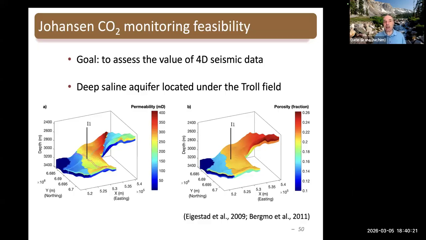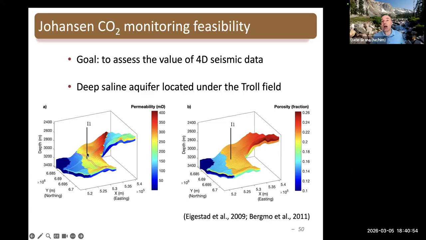So this is called the Johansen Formation. It is a case study in Norway. This is a deep aquifer underneath the Troll field, and this is the reservoir model that was developed by many researchers in Norway at SINTEF. So these are two publications by Eigestad and Bergmo. So this is the permeability model. This is the porosity model. It looks a little bit weird in this kind of plot that I made because there's a fault here, so there is some discontinuity. But this is the injection well.